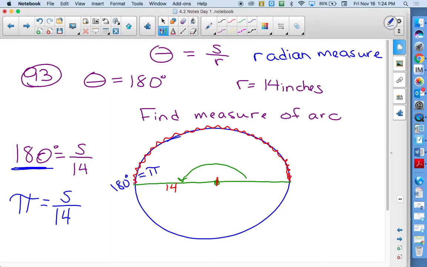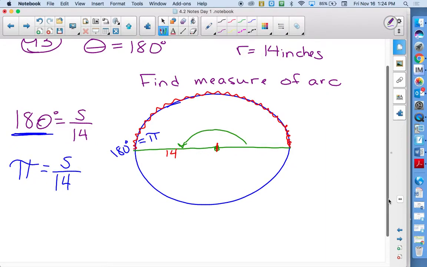Because pi and 180 are the same angle, just one's a degree, the other one's a radian. They're equivalent though. And then if you find S, because that's what the arc length is. So the arc length is the S in the formula. The R would be the radius. So S would be equal to 14 times pi, or that's approximately, I don't remember. Anybody have that approximate value? Chelsea? 43.98. Sorry, I totally didn't remember what that answer was.